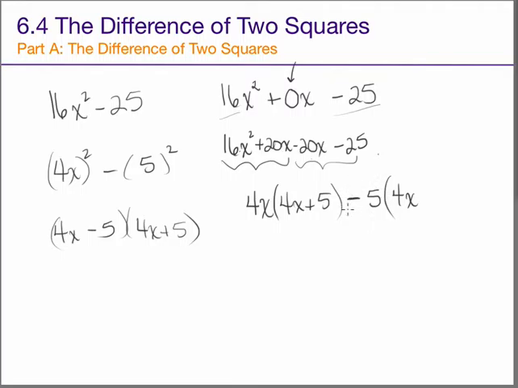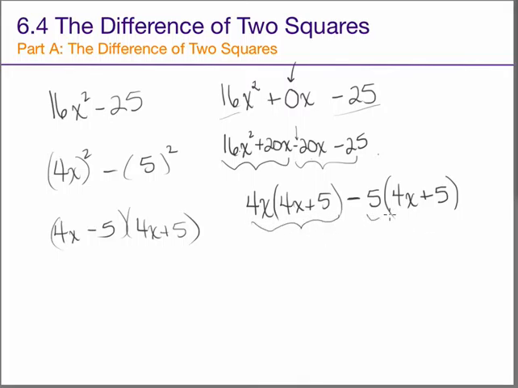I need this negative times a positive to give me this negative. And I need this negative times a positive to give me this negative. It's a negative times a positive that gives me a negative. So that's how I know what sign goes there.